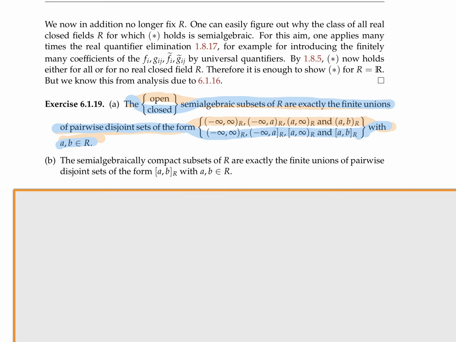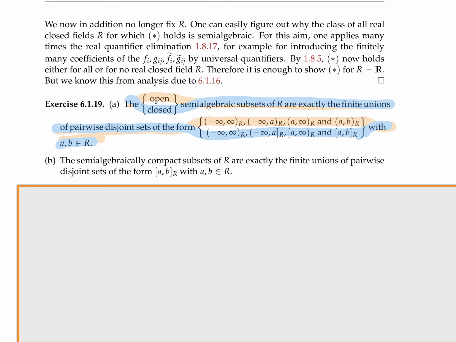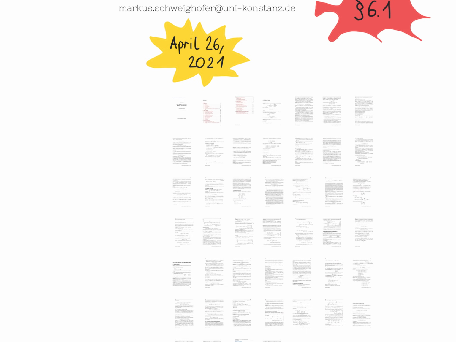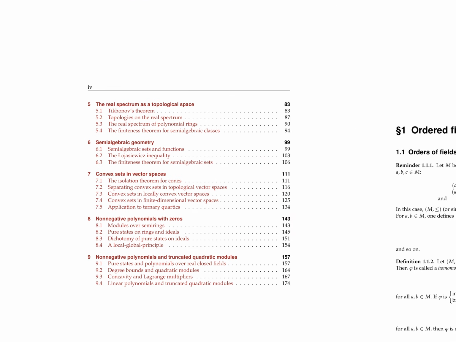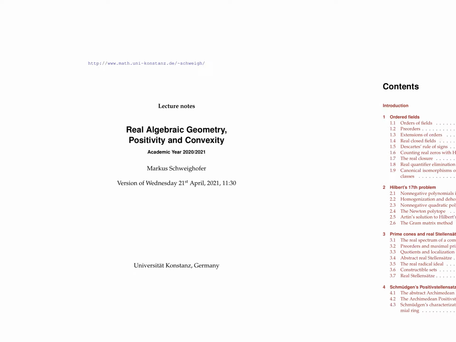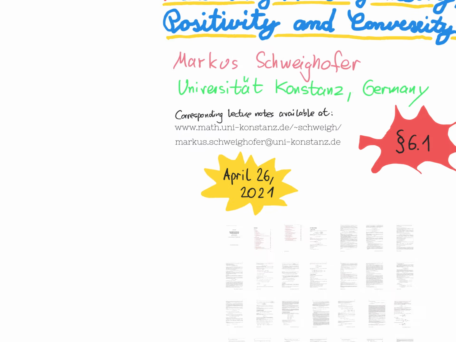And the semi-algebraically compact subsets of R are exactly the finite unions of pairwise disjoint sets of this form. That's very easy to prove now, right? Because I know already how the closed ones look like, and I need just to assure that they are bounded. Okay, good. Thanks, and hopefully see you next time when we go to the Bochnak-Coste-Roy... Bayoya-Savage inequality. Goodbye.